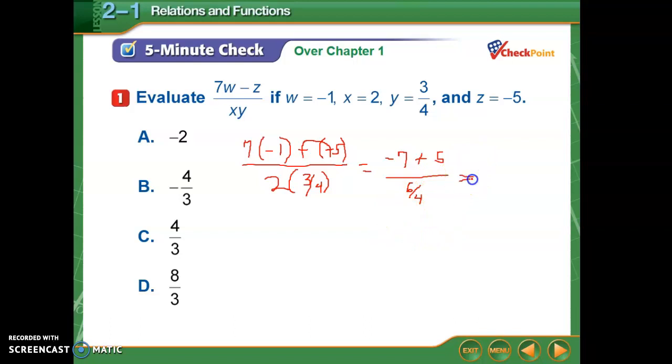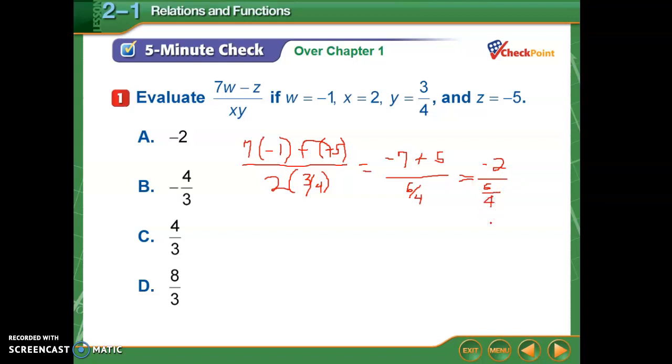Alright, let's simplify further. So what do you do? -7 plus 5. What is our answer here? So that gives us -2 over 6 over 4.